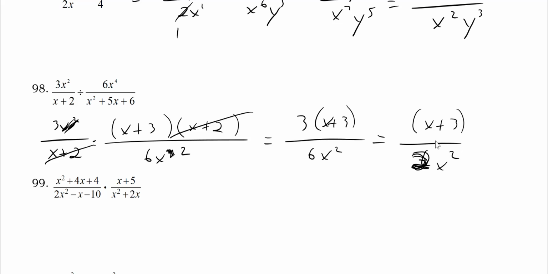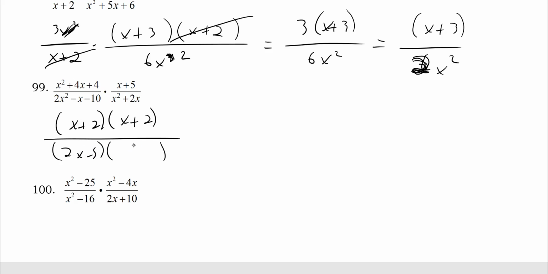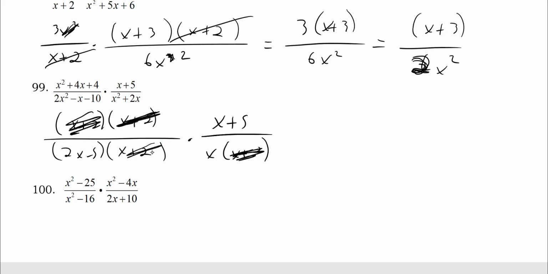Okay? Okay, 2 more, and then we're done. So this one's going to factor to x plus 2, x plus 2. And the bottom is going to factor to 2x minus 5, x plus 2. Again, you can do a factor box. Times x plus 5. So there's no flipping here. x times x plus 2. Okay, so the x plus 2's cancel. This other x plus 2 cancels. And that's it. That's all you can cancel. Okay, so it's x plus 5 over x times 2x minus 5.